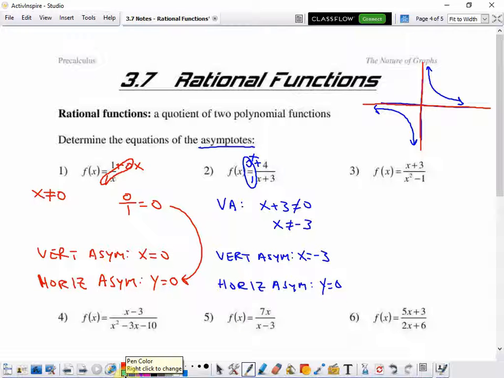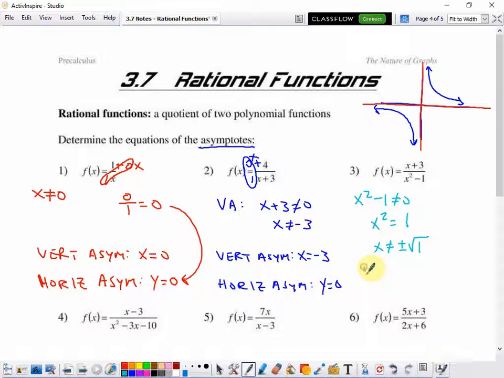In number 3, I'm going to find my vertical asymptote by setting the denominator equal to 0. So x squared minus 1 cannot equal 0, which means x squared cannot equal 1. When I take a square root, I automatically have two solutions, plus or minus. So x cannot equal plus or minus the square root of 1.